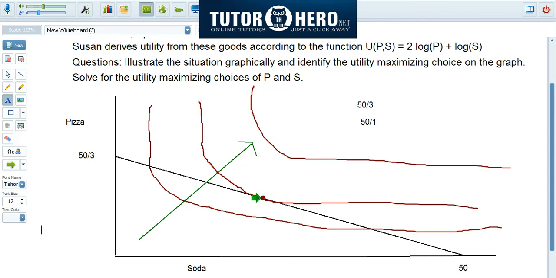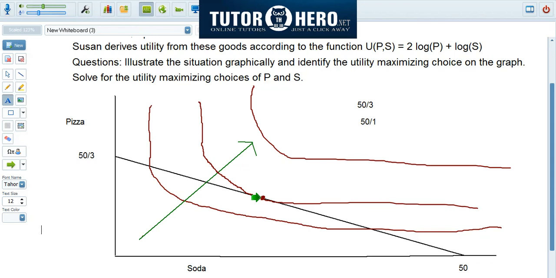Now, what's happening at this special point here? That special point is the point at which the rate at which you're willing to trade the two goods is precisely equal to what the market is offering you. The budget line indicates what the market is offering you in terms of trading the goods, whereas the indifference curve represents how you're willing to trade them. At the optimum, those two things are precisely equal. And that's going to lead us into finding our solution to the problem.